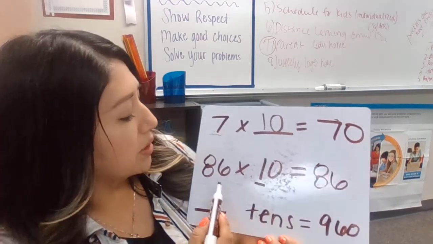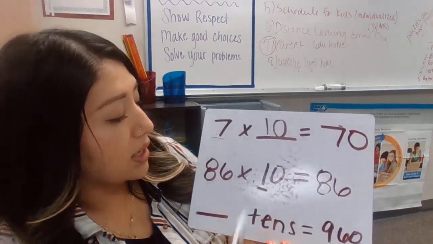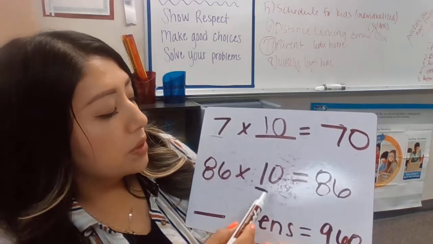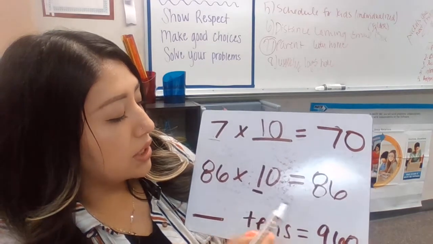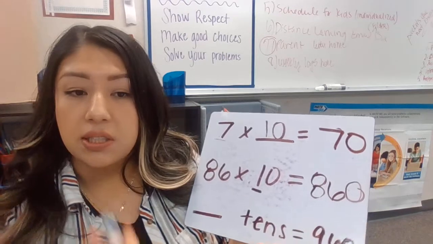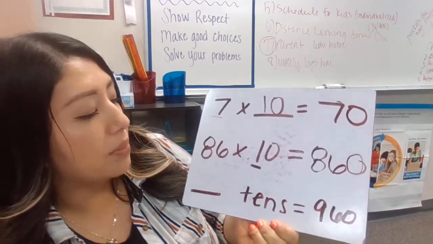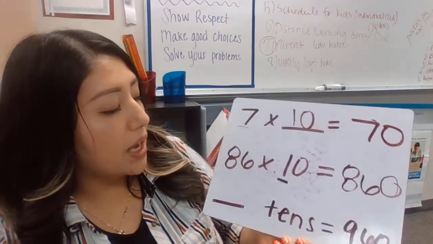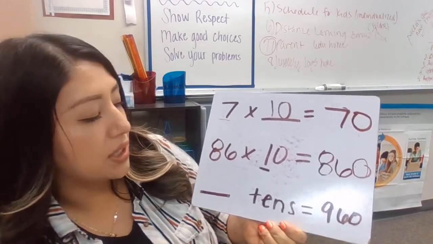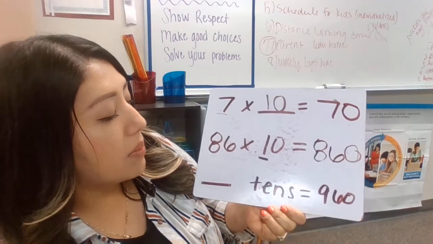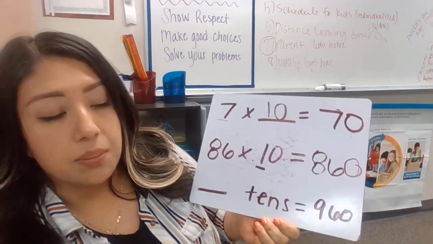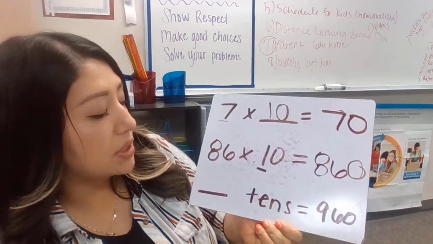But we're not done here, because 86 times 10 is not 86. 86 times 1 is 86. We must not forget to tack on the 0, and the answer would be 860. Again, this is more of a mental math method. And here we have a different type of problem. It says blank tens equals 960. So how many tens do we have in this number? How many tens would we have?